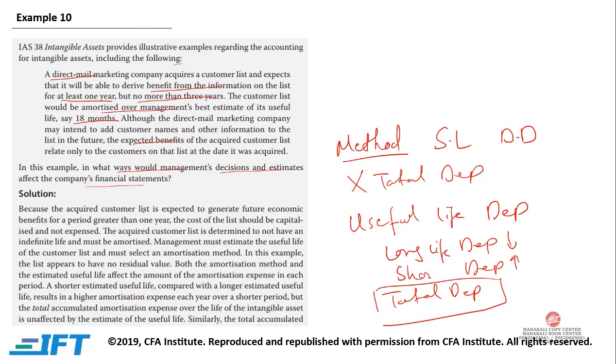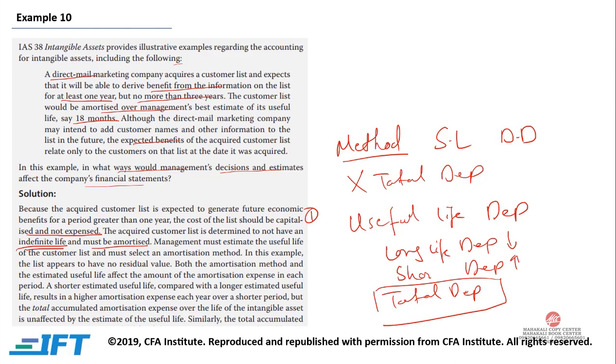Because the acquired customer list is expected to generate future economic benefit for a period greater than 1 year, the cost of the list should be capitalized and not expensed. First point. The acquired customer list is determined to have an indefinite life, extremely important. Hence, it must be amortized. If it was definite, we would not amortize but test for impairment.